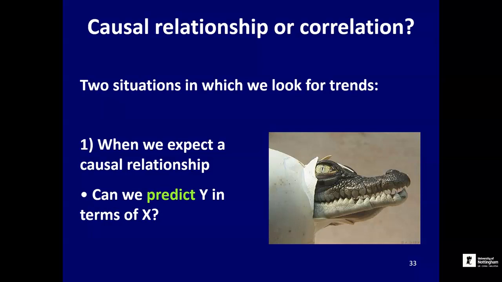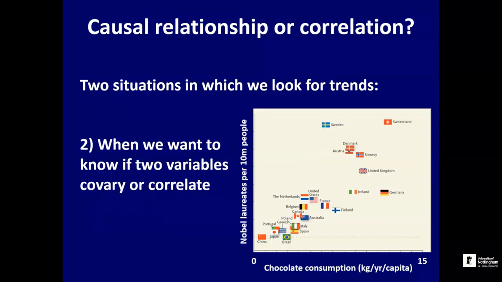So if the world warms up by 2 degrees, we could predict what will happen to the proportion of alligators that are male. So in this kind of situation, where we have a causal relationship which we may or may not want to predict, we're going to need a different kind of analysis from the other situation that we encounter commonly in the life sciences, which is where we are simply looking for a pattern between two variables. We don't know about the cause and effect, or we don't think there is any cause and effect.